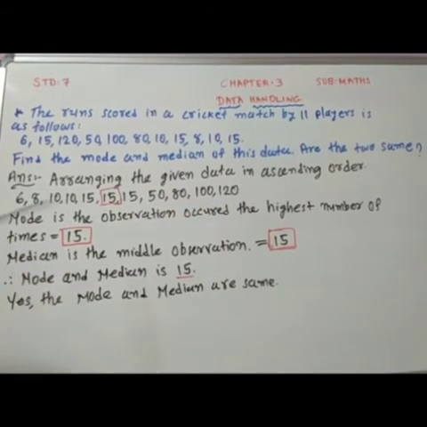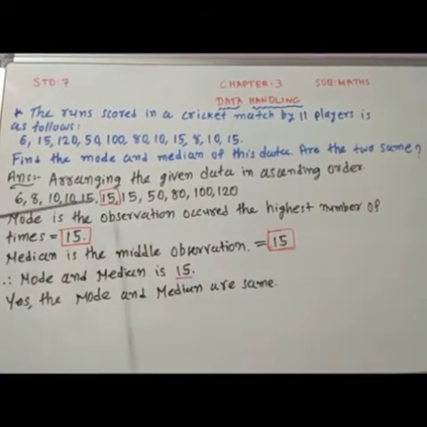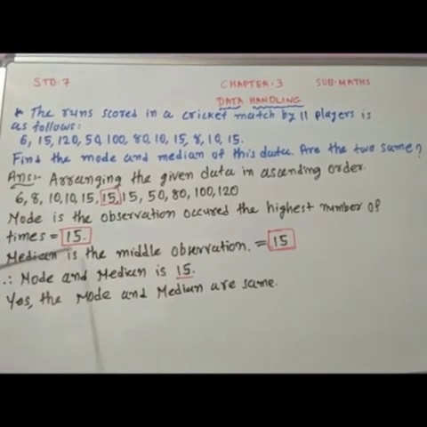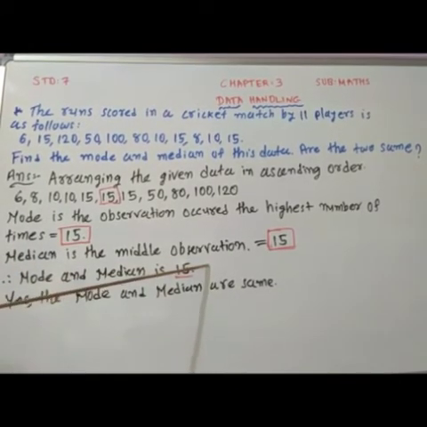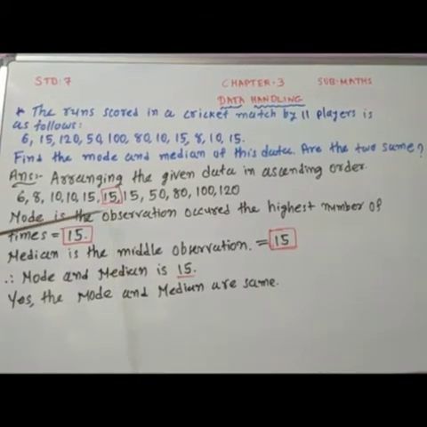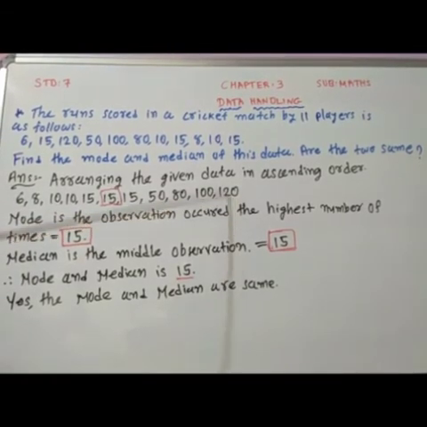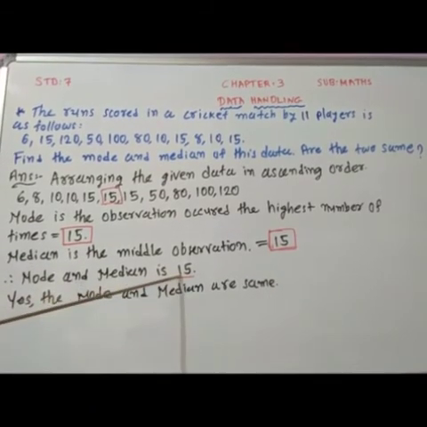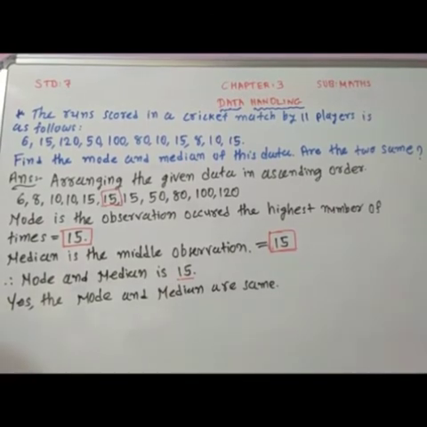Now what is the mode? Mode is the observation that occurred the highest number of times. You just look here. Here 15 occurs 3 times. So the mode of this given data is 15. Now the median. What is the median? Median is the middle observation. So just look here. 15 is the median. How? It has 5 terms on the left side and 5 terms on the right side. So the median of the given data is 15. Therefore mode and median is 15. Yes, both are the same.